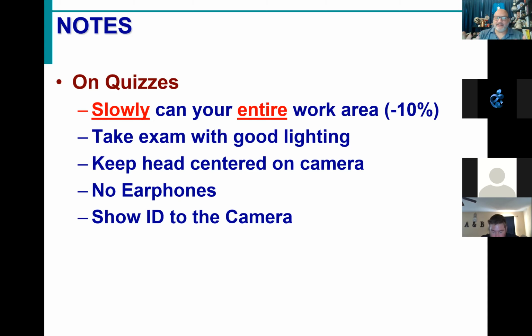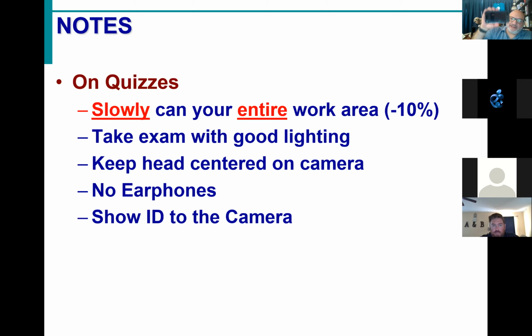And then the last thing, again, this is one of those silly things, but I know of 2 students and actually 1 instructor who did this. Remember, you are responsible for showing a picture ID to the camera. Again, it can be your student ID. It doesn't have to be your passport. It doesn't have to be your driver's license, but it just has to have your name and your image on it. And there's that little red square in the center of the screen.